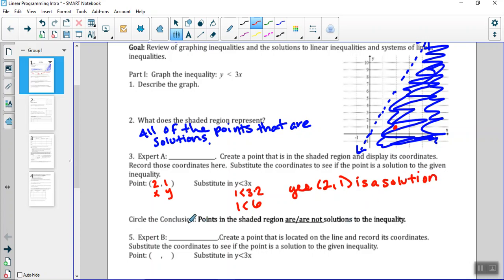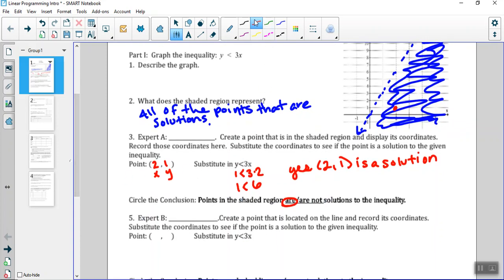And then it says circle the conclusion. Points in the shaded region are or are not solutions to the inequality. Well, this point in the shaded region was a solution, so I'm going to circle are. Points in the shaded region are solutions to the inequality.